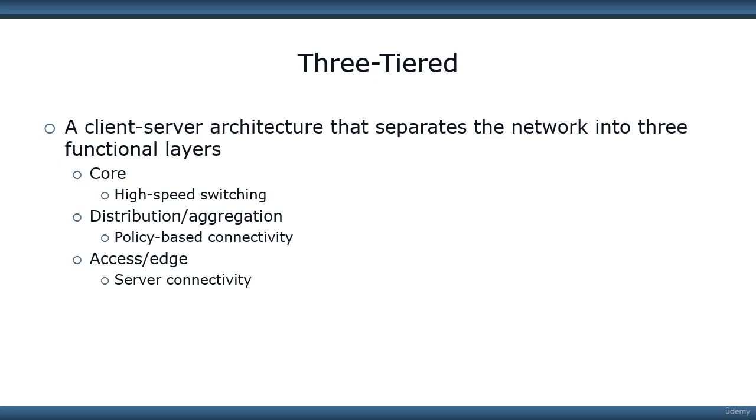Okay, so core layer can also be called backbone, which is where the high-speed switching is. The distribution layer can often be called the aggregation layer, as we see listed here, and then finally the access layer may be called the workstation or the edge layer. Okay, so regardless of which of the names, they still serve the same purpose.